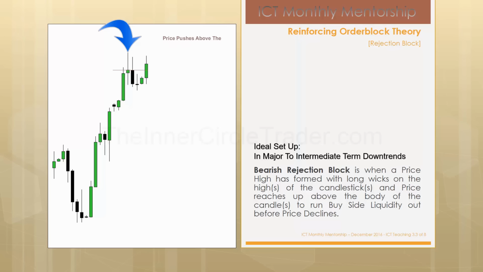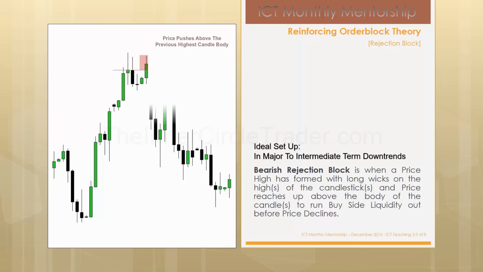Price pushes above the previous highest candle's body. Seen right here, that run above the highest body's candle produces the distribution seen in the chart here. Price does not need to make a higher high to have a failure swing.